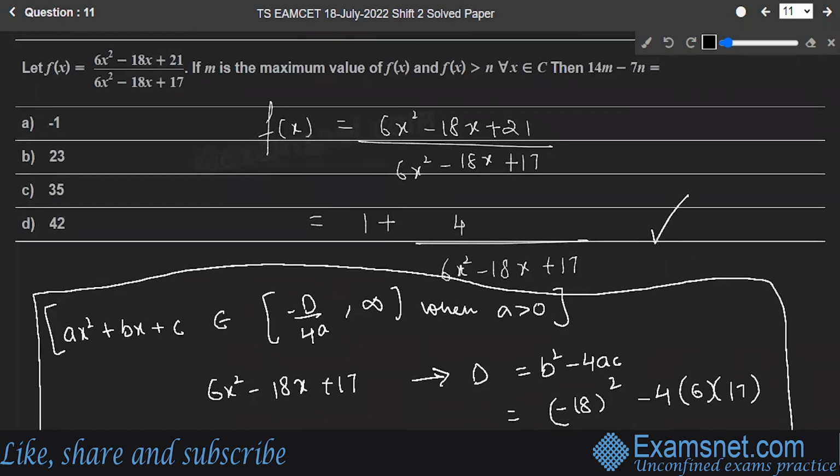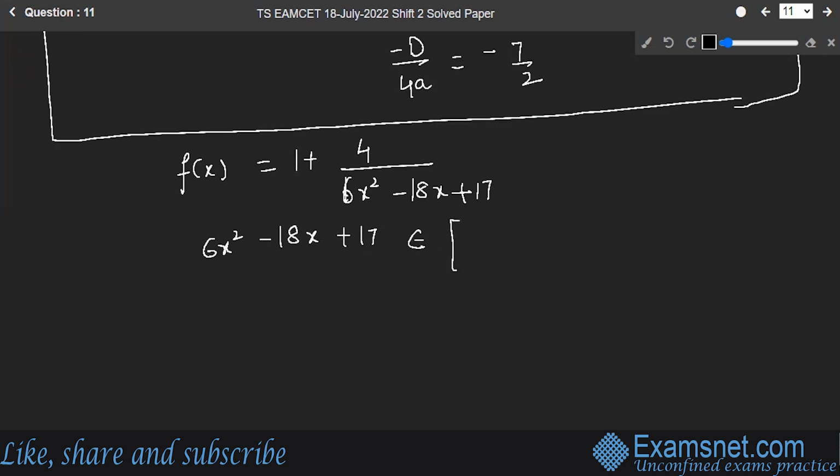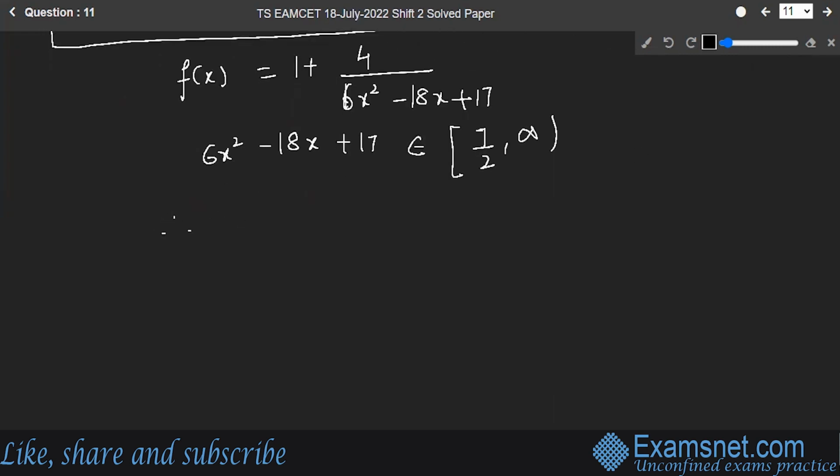Right, let's get back to here. We were solving f(x) = 1 + 4 upon 6x² − 18x + 17. So that means over here 6x² − 18x + 17 belongs to the interval [7/2, ∞), and this is equal to plus infinity. Okay, so therefore 4 upon 6x² − 18x + 17 will belong to (0, 8/7].